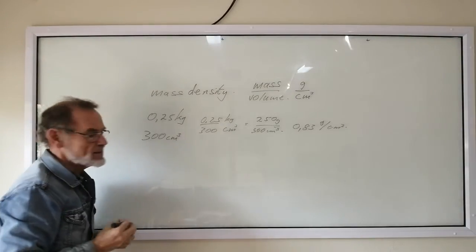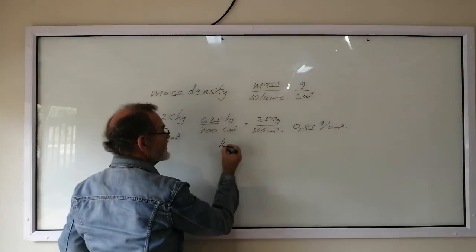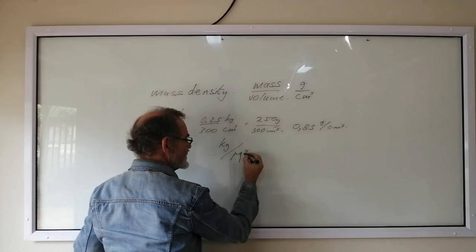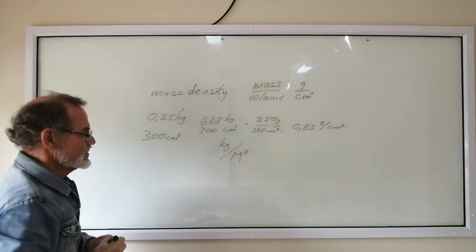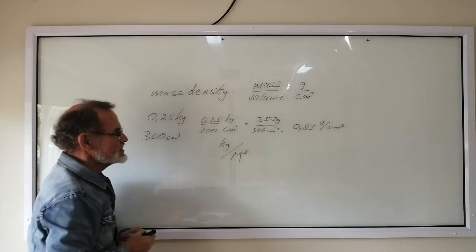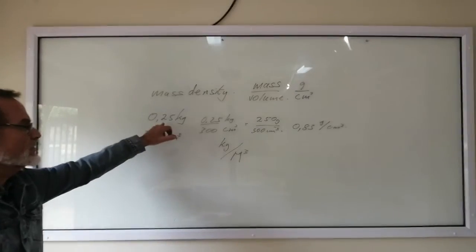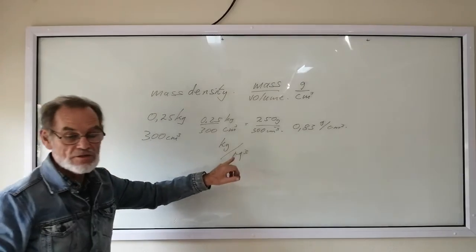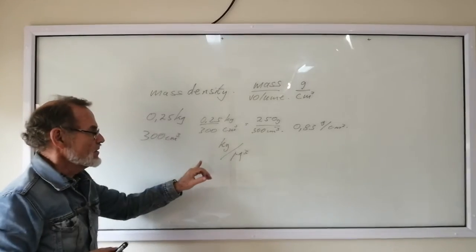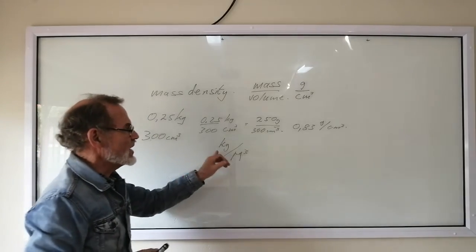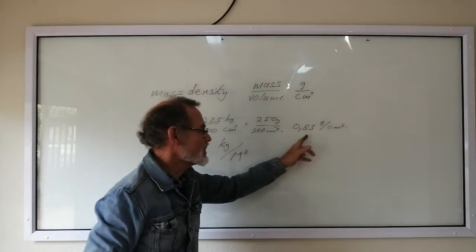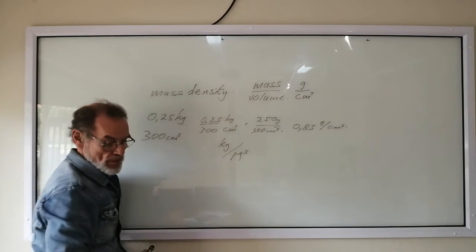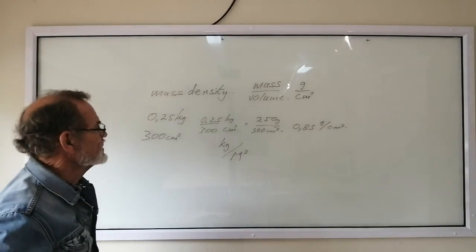You can measure density in kilograms, but then you need to use cubic meters as a volume measurement. And it's much easier to convert your kilograms to grams than to convert your cubic centimeters to cubic meters. And also, these values are not the same. This is going to be a different value.